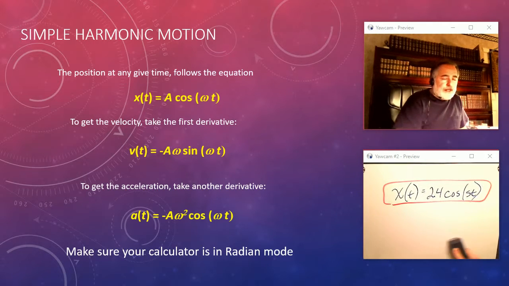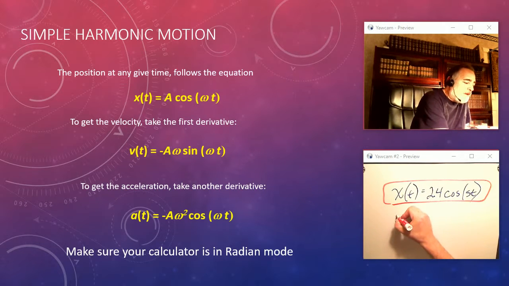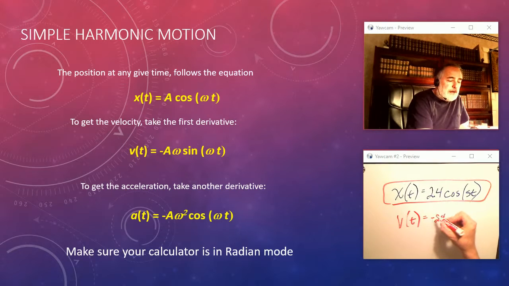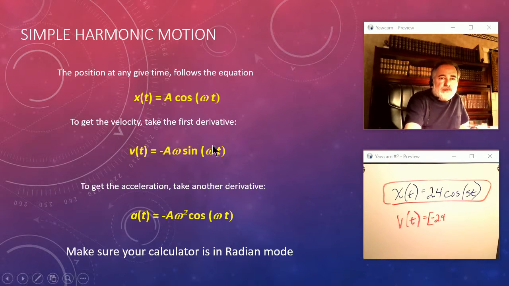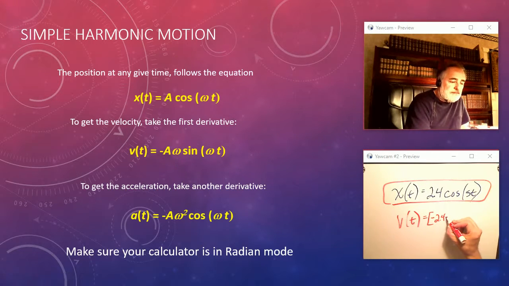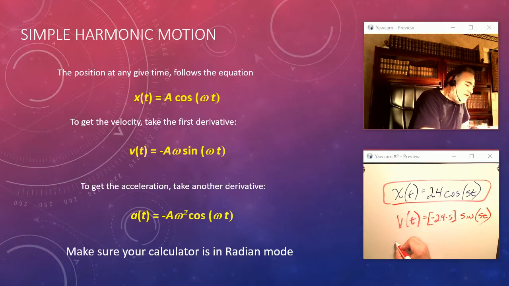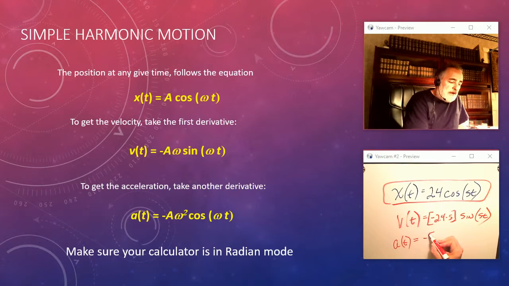Well, if I go to that point now, you could see that for our particular equation, it's going to be a negative 2.4 times rads per second, which in our case is 5, times sine of 5t. There's our equation for our example of simple harmonic motion. And to get acceleration, we're going to take the next derivative. And what's that lead us to? Negative 2.4 times 5 squared times cosine of 5t.